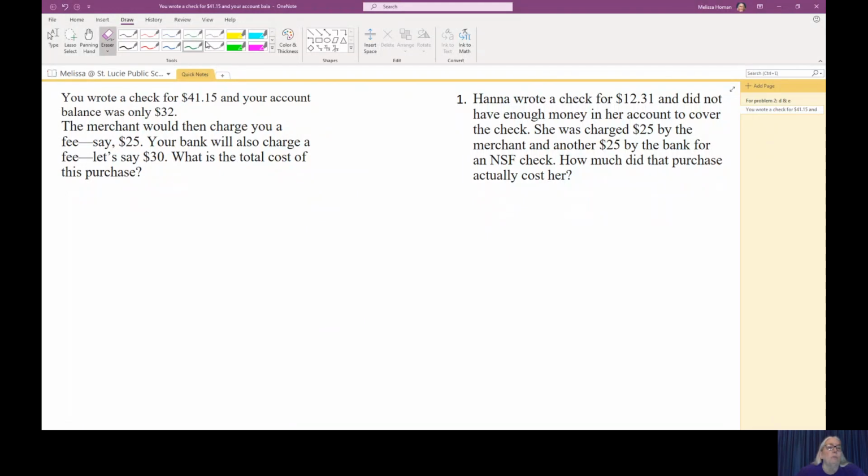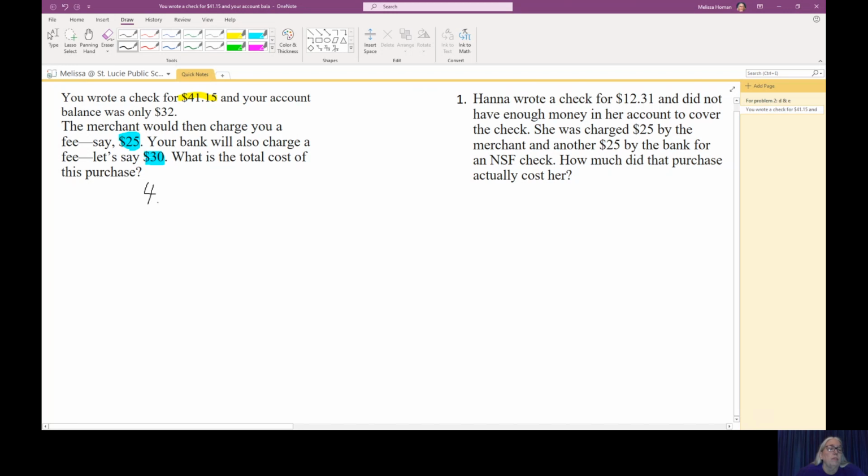So now let's do an example that will help you do the top 8 problems. And here's the example right now. You wrote a check for $41.15, but your balance was only $32. The merchant would charge you a fee, say $25, and your bank will also charge you a fee, say $30. What was the total cost of the purchase?